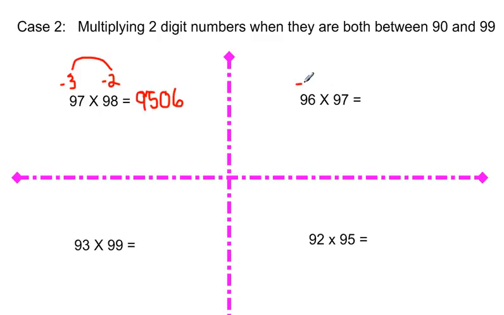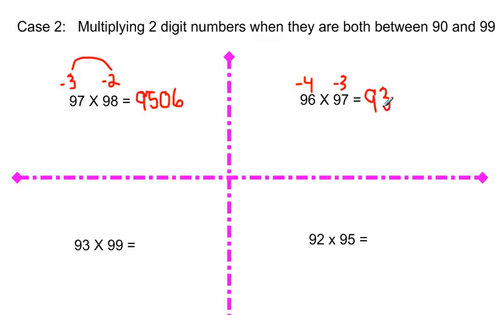96. I am 4 units away from 100, so I'm going to put a negative 4 on top. 97, I'm 3 units away from 100, so I'm going to represent that by a negative 3 on top. To get my first set of numbers, I'm going to add across, or combine like terms. If I take this 97 and subtract 4 from it, I'm going to get 93. It's the same way if I took this 96 and subtracted 3 from it. I'm still going to get 93. So my first number in the front is going to be 93.